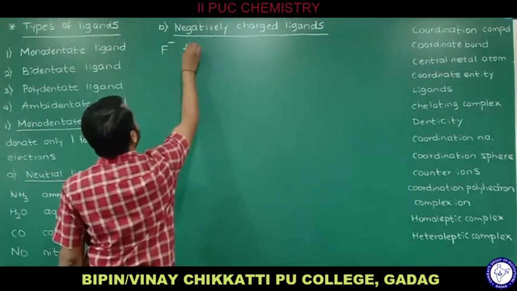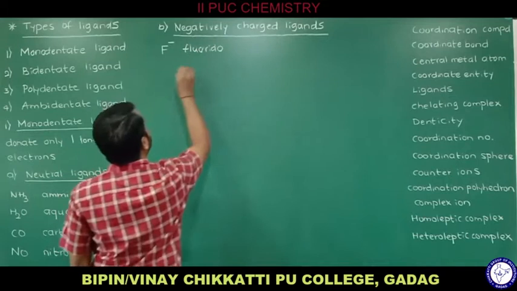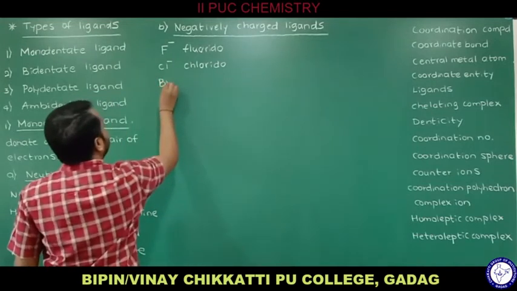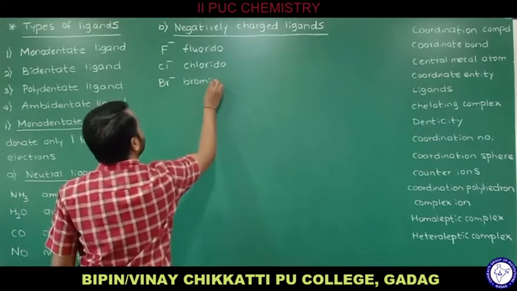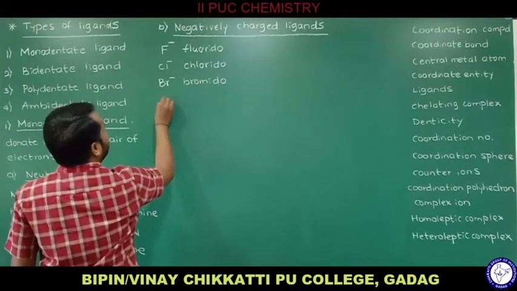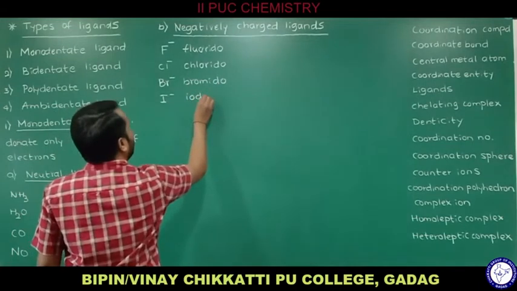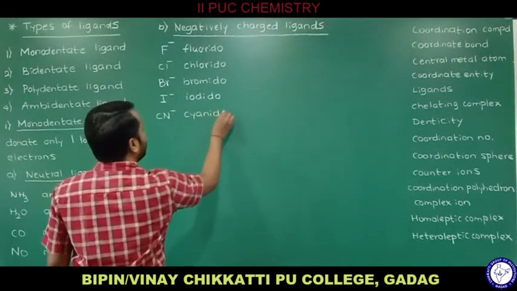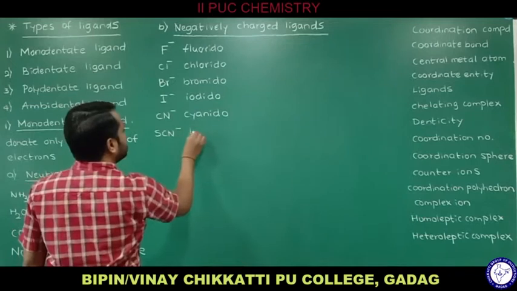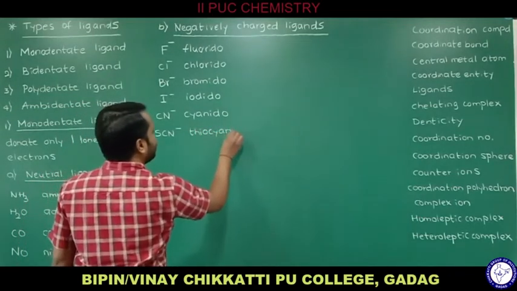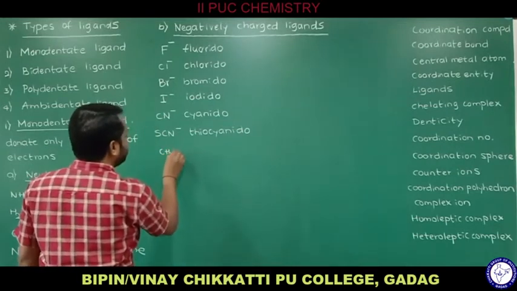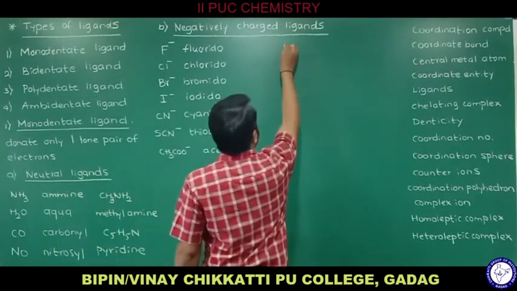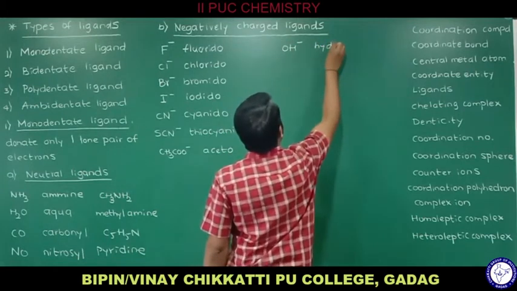F minus, fluorido. Cl minus, chlorido. Br minus, bromido. And I minus, iodido. CN minus, cyanido. SCN minus, thiocyanido. CH3COO minus, aceto. We have some others, OH minus, hydroxo.